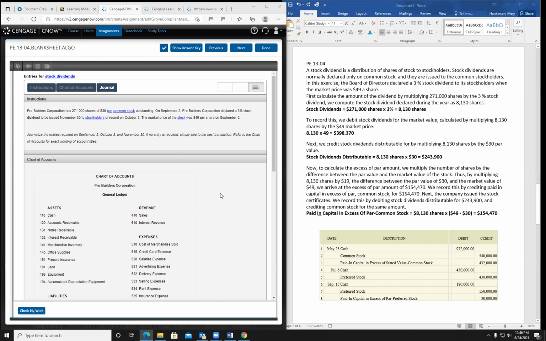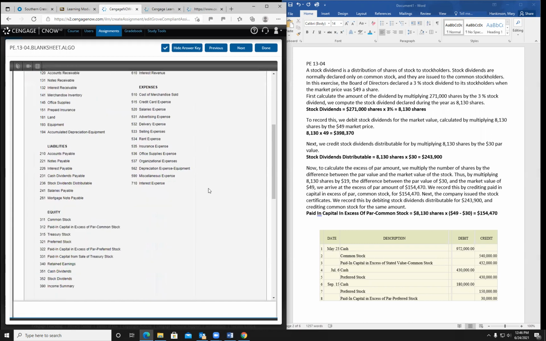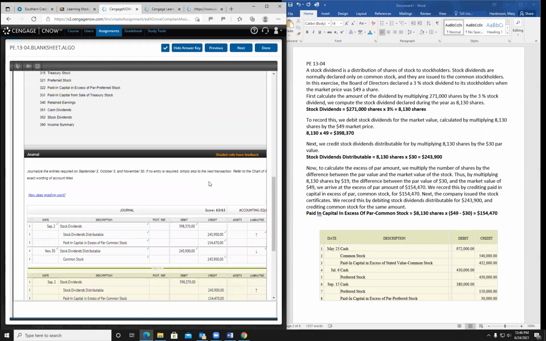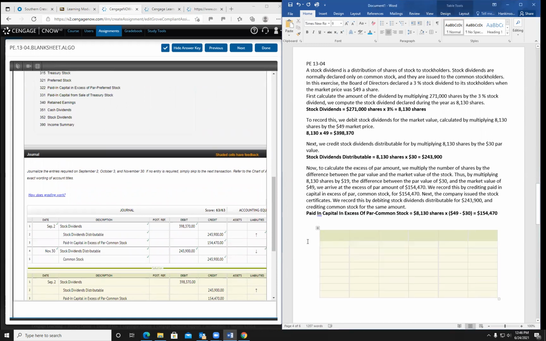So with that calculation done, let's go down here and look at our journal entries. Ignore this table right here, and let's focus on the table over here. The first calculation we did up here, we were able to determine the total stock dividend and the value of the stock dividend based on the market price, which was $49 a share. We multiplied that by the total number of shares distributable, which is 8,130 shares. So we're going to record that. That's going to be our debit entry.